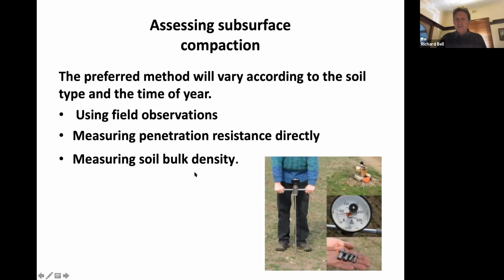And then the other one is soil bulk density, which is taken with a core of known volume, which you then weigh to determine how much soil is in that volume. Seems really easy, but actually there's a bit of technique involved in collecting good soil bulk density data.